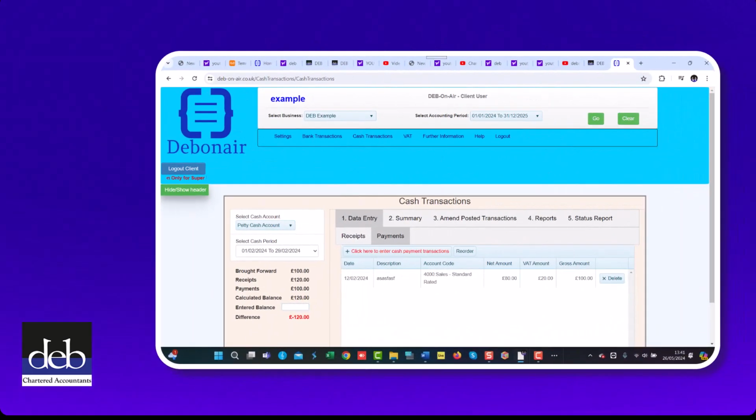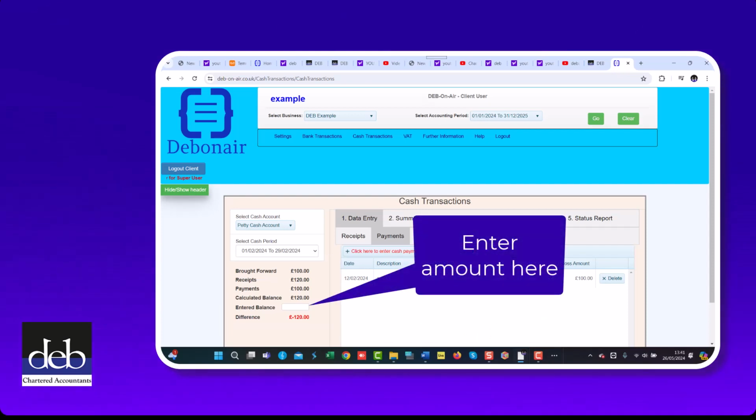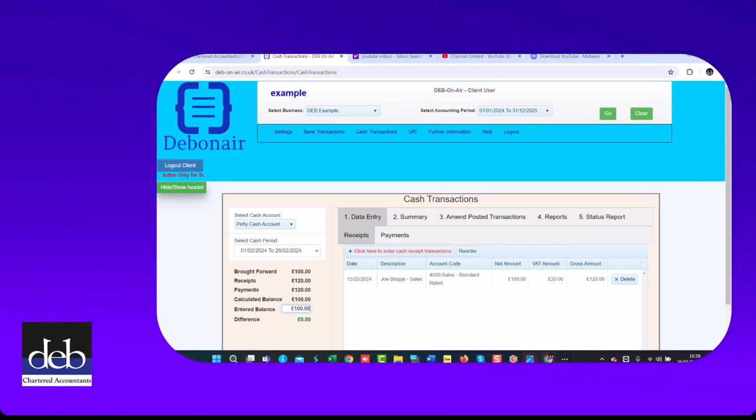As you are entering cash transactions, Debonair displays a summary for the period here on the left hand side of the screen. You then need to count the cash that you have at the end of the period and enter the amount counted here. If it agrees with the calculated balance, the difference here will show as 0, which is how it should be.